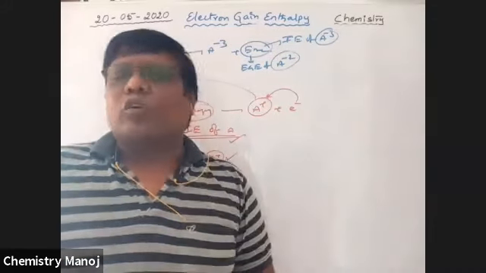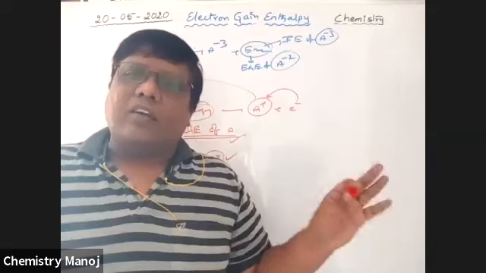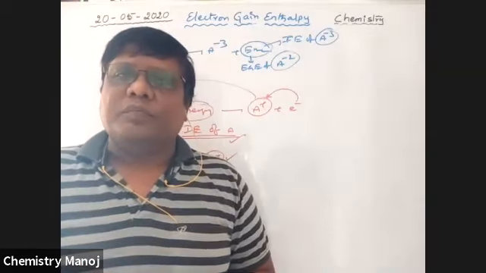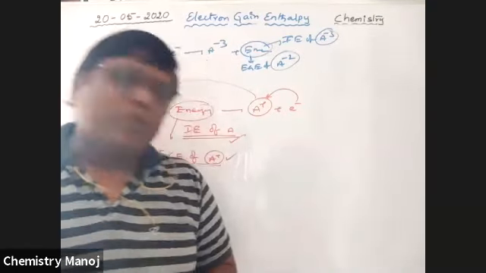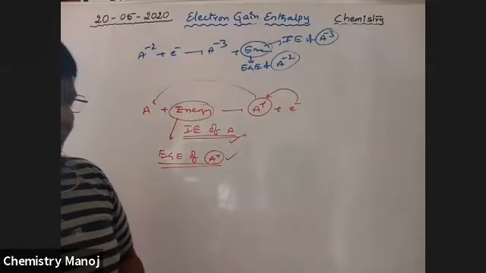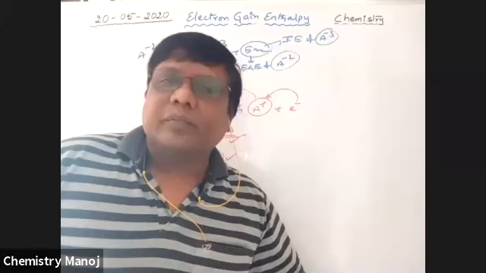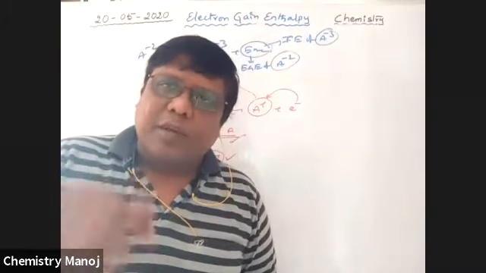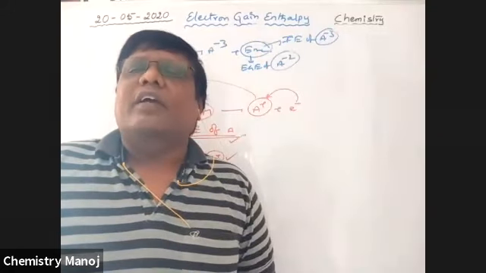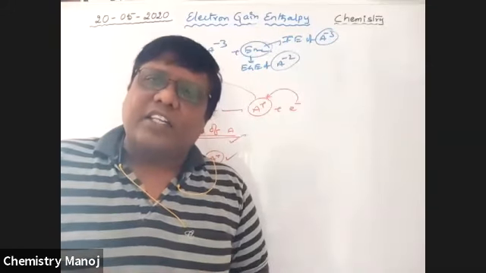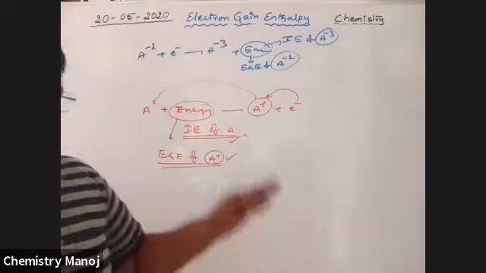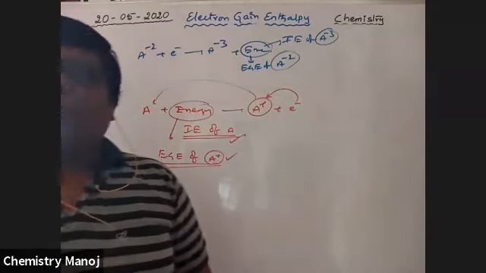Both are at the outermost orbit. There, the electron is added to the outermost orbit; here, the electron is removed from the outermost orbit. So these two are opposite cases. One is exothermic, another one is endothermic. The first electron affinity is exothermic, and all the remaining electron affinities are endothermic. All ionization energies are endothermic. So this is electron gain enthalpy or electron affinity.